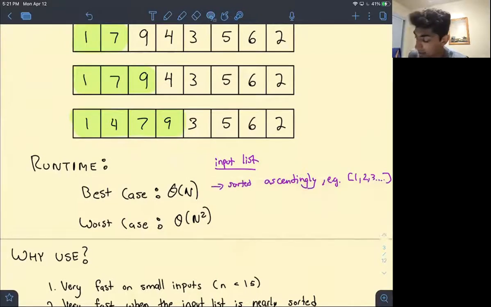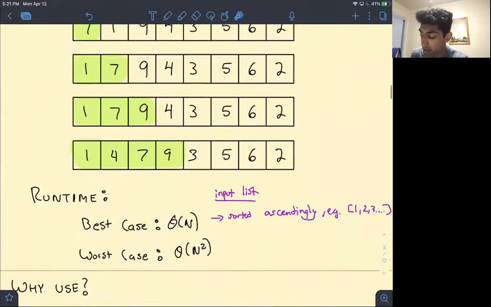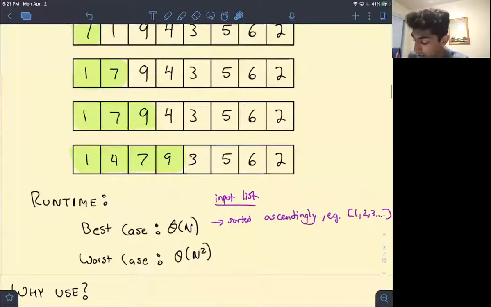So let's think about what would produce the worst case behavior, right? When we think about the worst case behavior, we're thinking about the situation where every time we see an element, we have to move that element all the way to the front, right? For the sake of an example, suppose that this element was the number 0, okay?